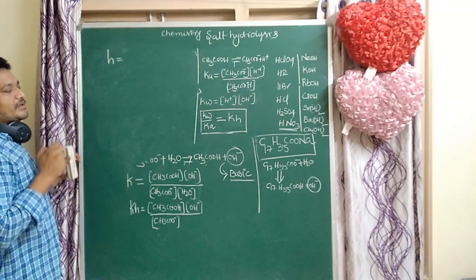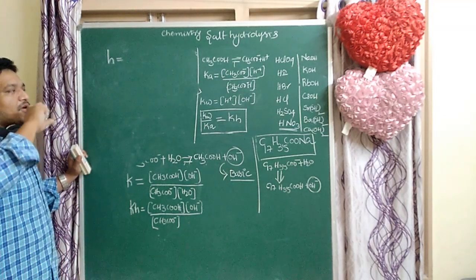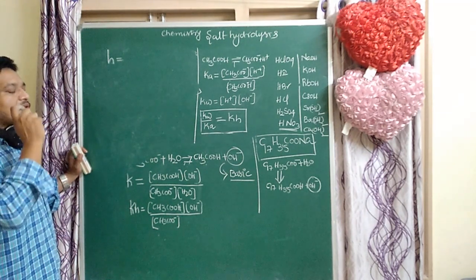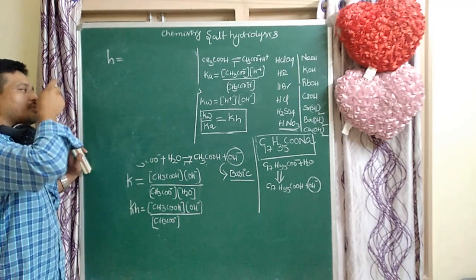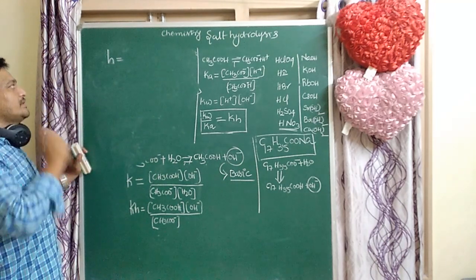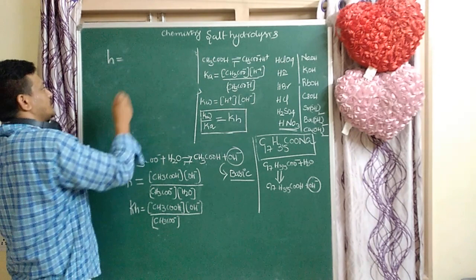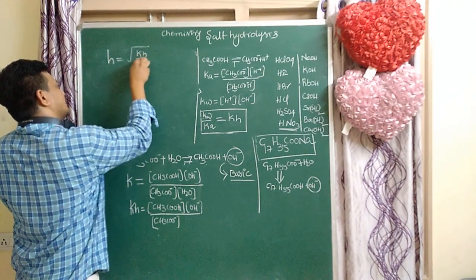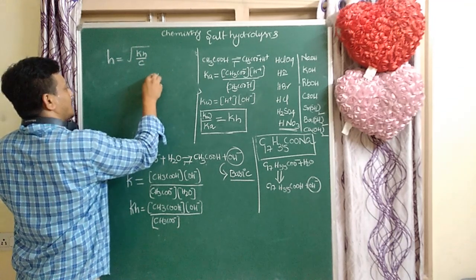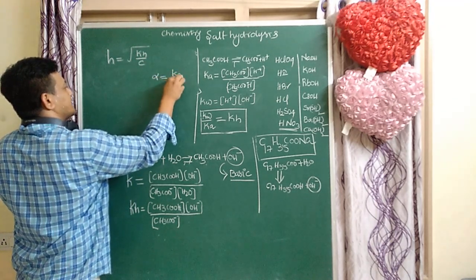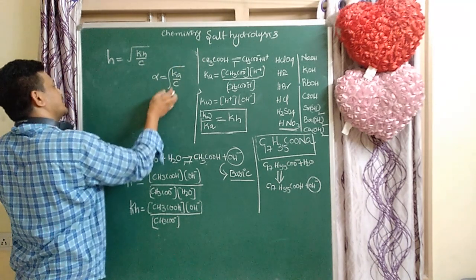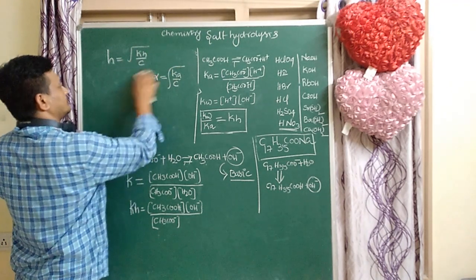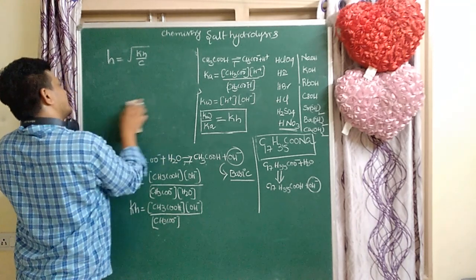What is the degree of hydrolysis? The number of salt molecules hydrolyzed by the total number of salt molecules, that is h. So h equal to square root of Kh by C. Like we already know that alpha equal to square root of Ka by C, like that. Here h equal to square root of Kh by C. So that is the degree of hydrolysis.